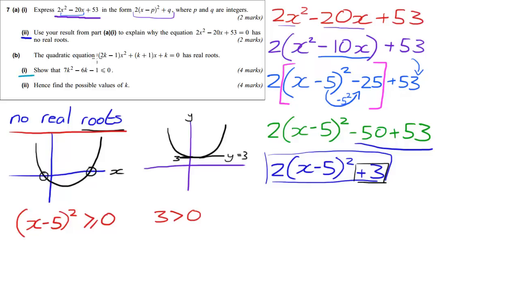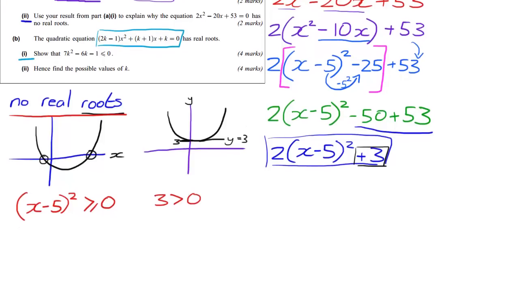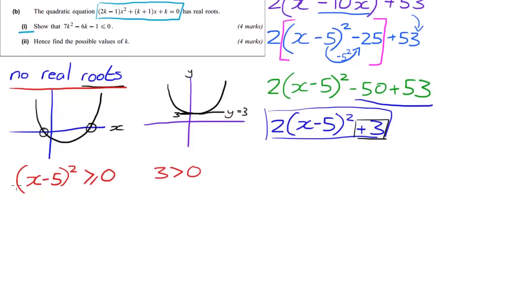So the next question, we have this new quadratic equation here, and we get told that it has real roots. So this one does cut through the x-axis. And how do we prove that? Let me go down slightly to make space. Draw a line there. So it has real roots.